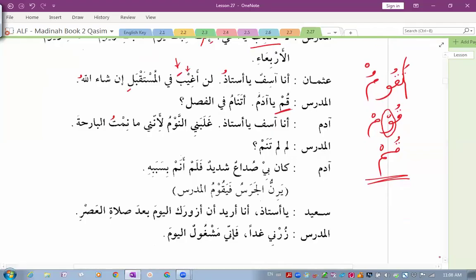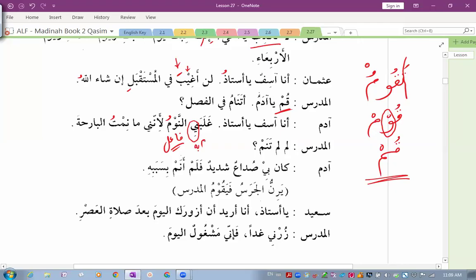Yes, mashallah. So ghalabani an-nawmu. Where is our fa'il? غلبني. This ya is our maf'ul and noon is noon al-wiqayati. Look again. Where is our fa'il? Nawmu. Yes. So the fa'il is nawmu. So who took over? The sleep took over. The sleep is the doer, and I am the one who got taken over. So I am the maf'ul bihi. So sleep took over me.